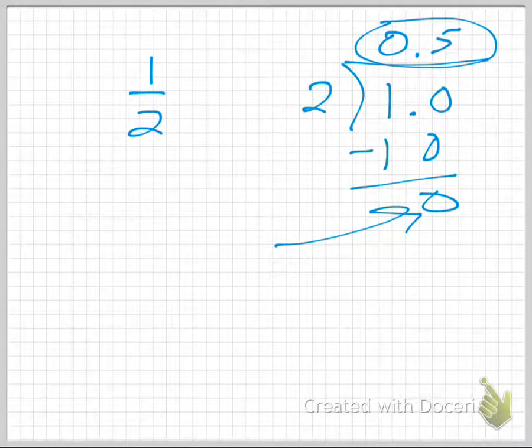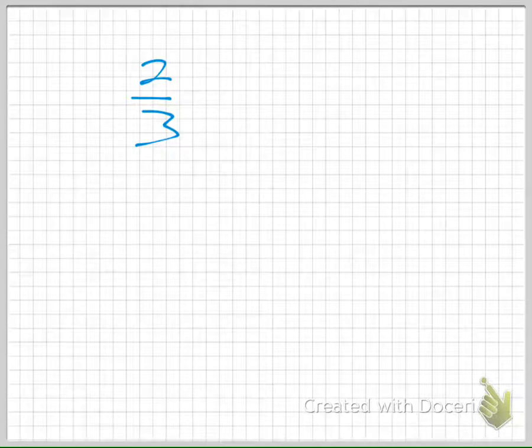Terminating decimal. It's terminating because it has an end. Okay, let's do an easy one here. Let's go 2/3. Here's the deal. What is that? Anybody know what that is as a decimal? Do you know? 0.3 with a dash on it? No. 0.6 with it. Yeah. 0.6. Right.